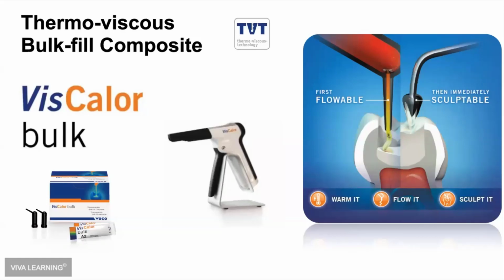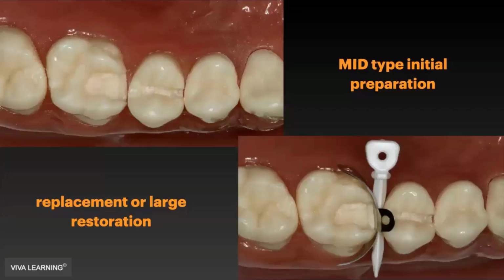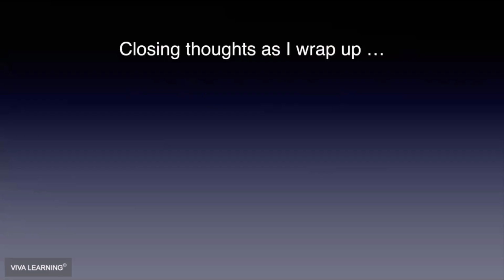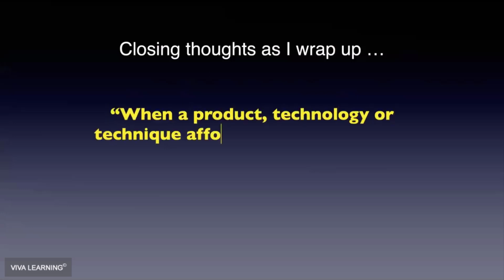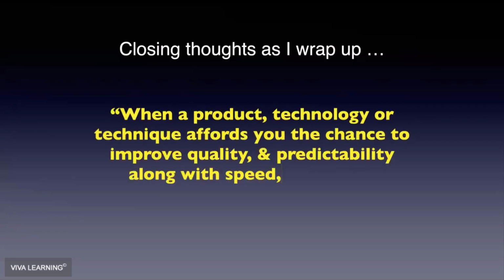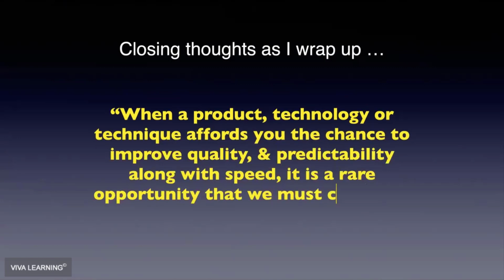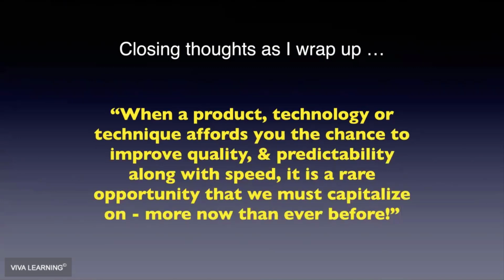So at this point, we've gone all the way through the full hour, so I'm going to just quickly fast forward through a couple of slides. I had some more content we can save for another day. And I will say, when a product or technology or technique can afford you the chance to improve quality, predictability, speed, all this stuff, where you can do things not only better but faster, that's kind of a reverse paradigm.